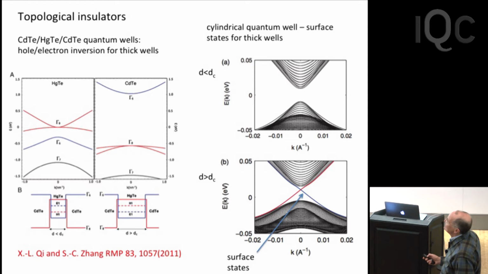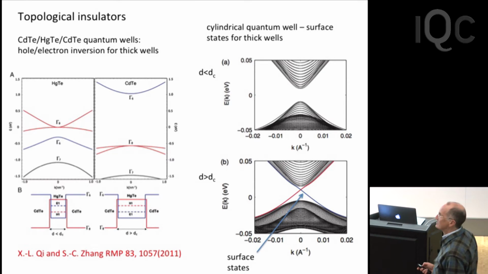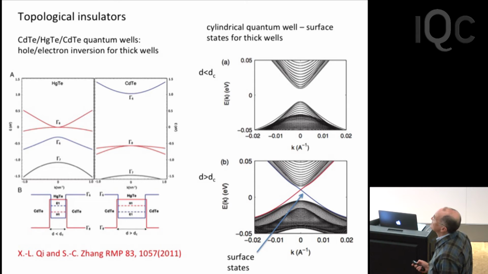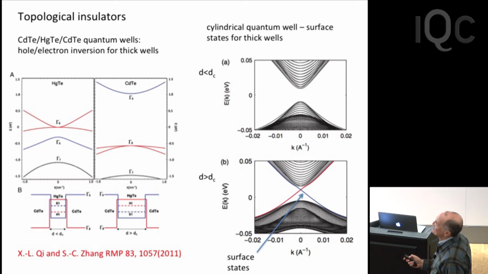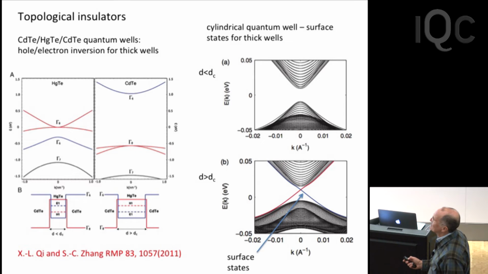In particular, if you calculate on this right column the band structure for a cylindrical sample with this quantum well structure, if the thickness of the mercury telluride is below a certain critical value, then you have a normal insulating gap between the valence bands and the conduction bands. But if this thickness is above that critical value, then you not only have this insulating gap in the bulk, but you also have 2 surface states.